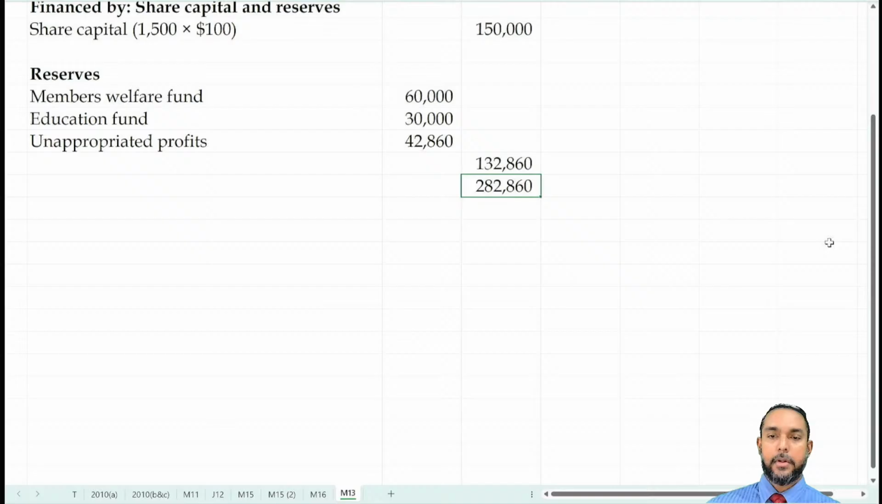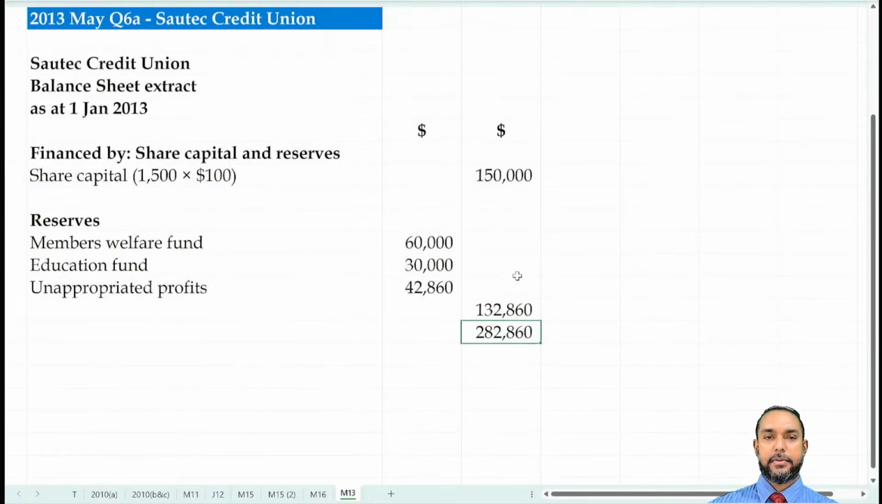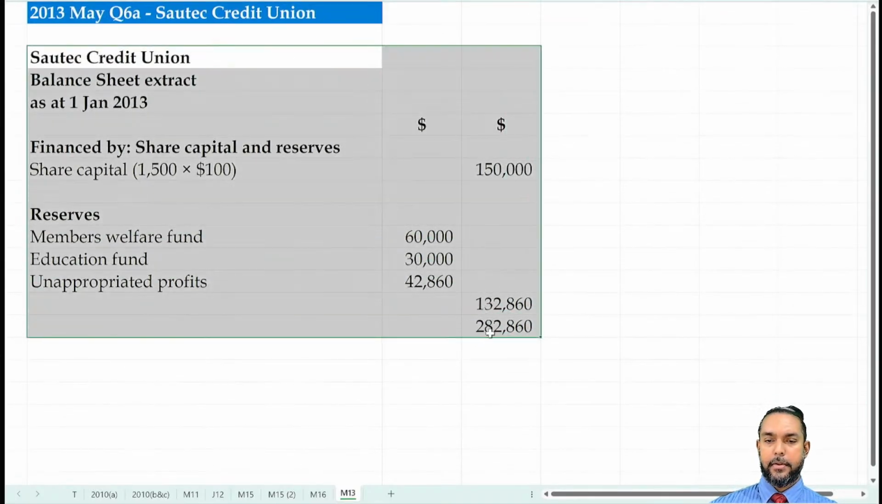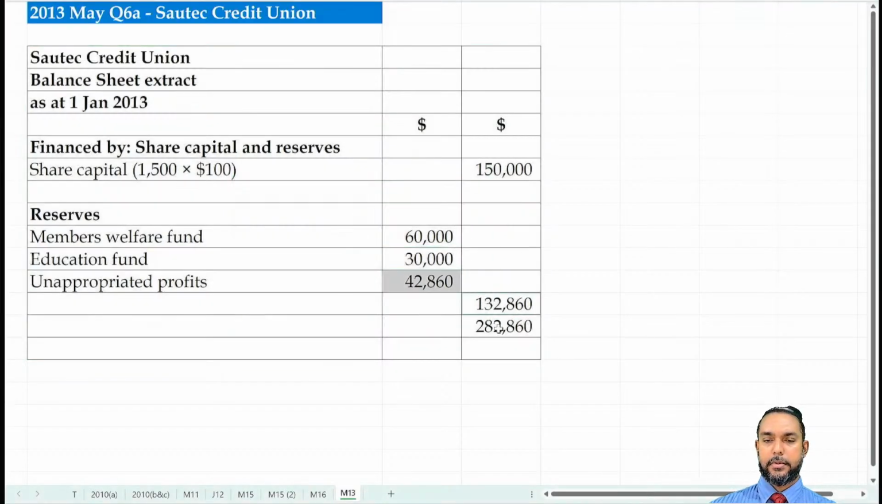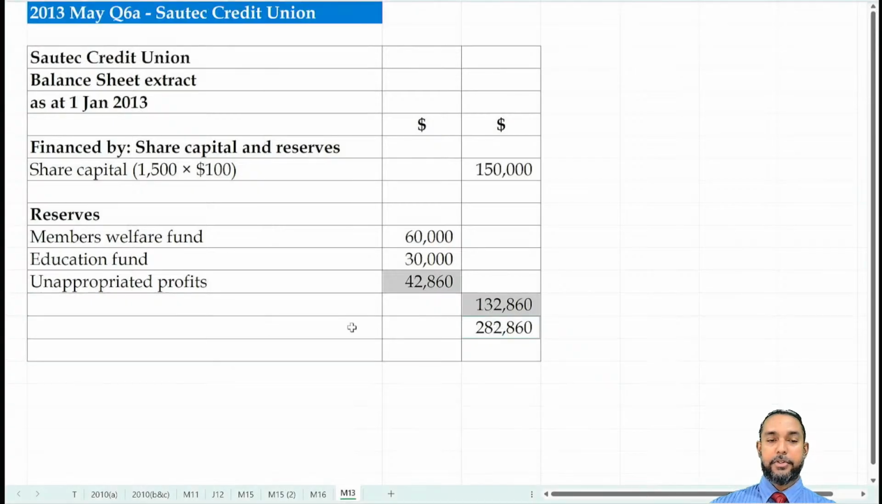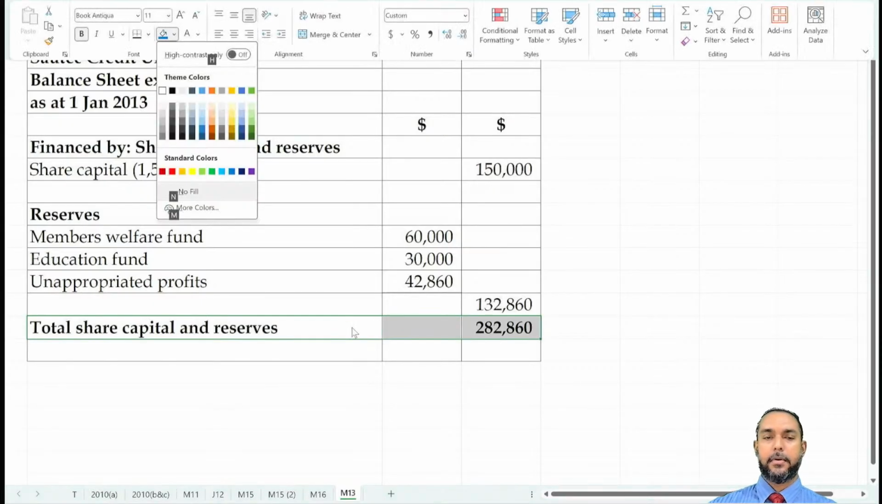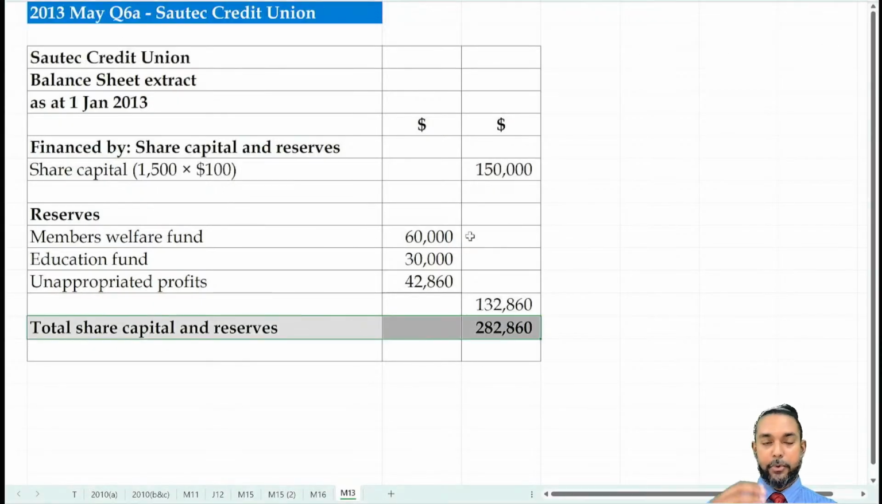Sorry. Right. Let's put that down there. This one, this one, this one. Right. And I should say total share capital and reserves. Again, you don't have to bold it or anything. I just like to do that these days.